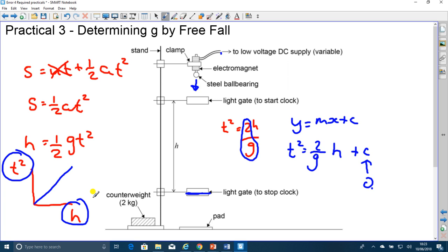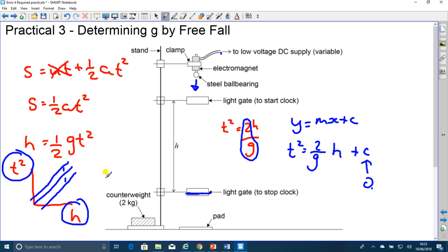And it was very, very straightforward, 2 over g being the gradient. Okay. If, by the way, on this graph here, it didn't go through the origin, and this is something I talked about in an earlier video actually, if it went here or here, that would suggest a systematic error. That would say there was something wrong with our setup, which would make all of our results just slightly out, by the same amount each time. So if it doesn't go through the origin, that suggests a systematic error.